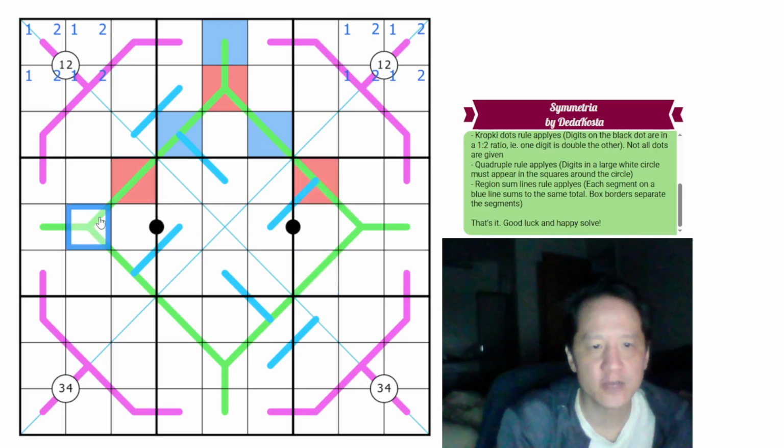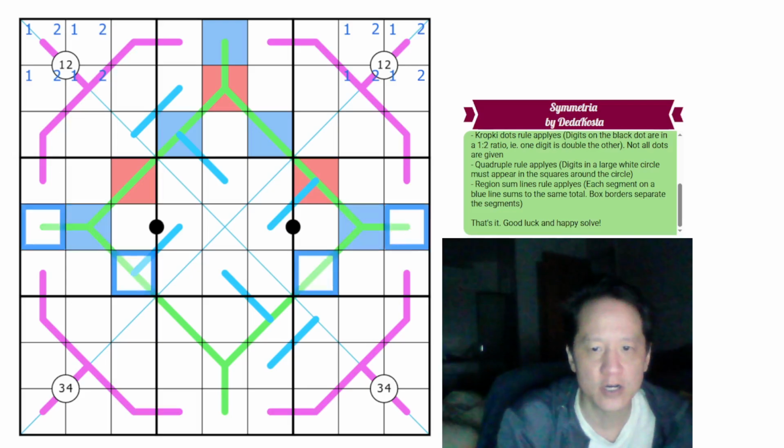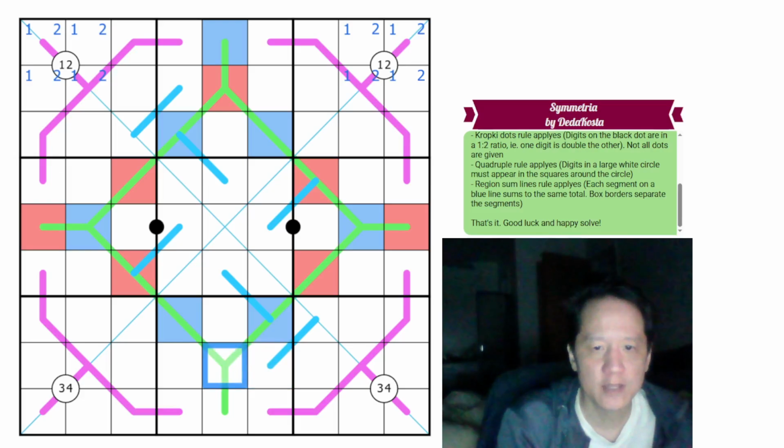These high digits have to be next to low digits, so these are both low. These low digits are next to high digits, so these are all high. These have to be next to low digits, which are these digits, so these are both low. And this is high, and therefore this is low.